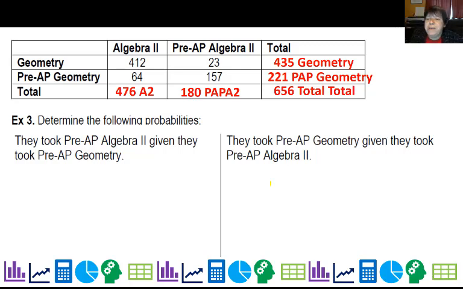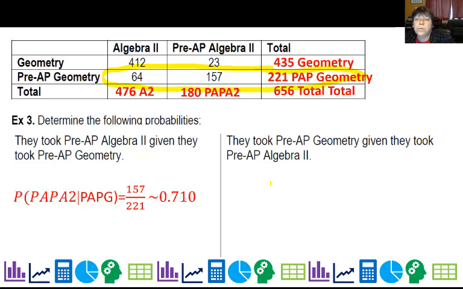Now we're going to look at pre-AP Algebra 2 given they took pre-AP Geometry. So remember, now we're doing a given probability. And that means my world is limited to just this row. I don't care about the row above it, and I don't care about the row below it. So given that they took pre-AP Geometry, I'm just looking at the pre-AP Geometry row, there are 157 students out of 221, or 71%. So if you took pre-AP Geometry, there's a 71% probability you're taking pre-AP Algebra 2.